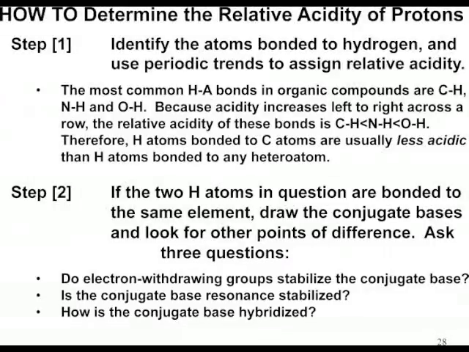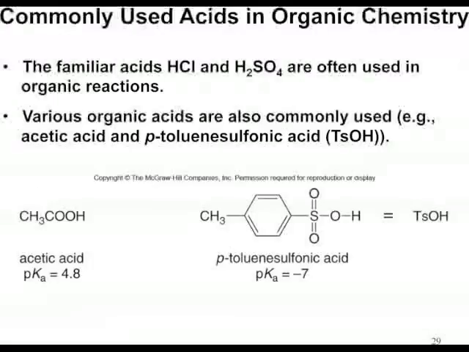Typical questions are: do electron withdrawing groups stabilize the conjugate base? Is the conjugate base resonance better stabilized? Or how is the conjugate base hybridized? And usually we have to apply more than one of the rules, and we will have a couple of questions in Connect which deal with exactly these problems.